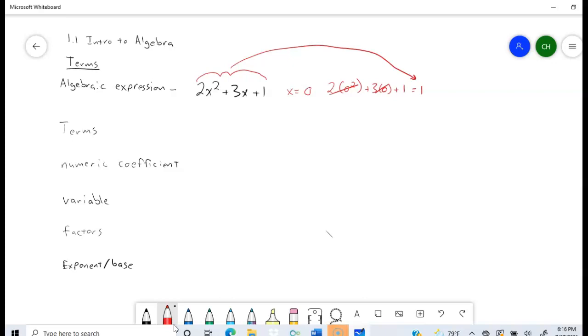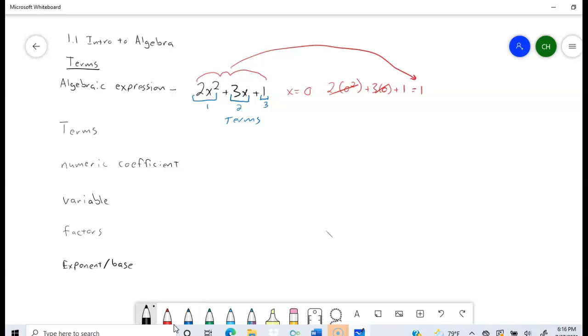Okay? That brings us to our next one, terms. Terms are quantities that are separated by a plus or a minus. So in this case, we'll say this is one term because it's separated by the plus. This is one term, and this is one term. So in this one we have 1, 2, 3 terms. Okay?